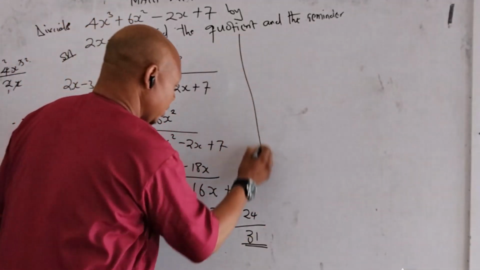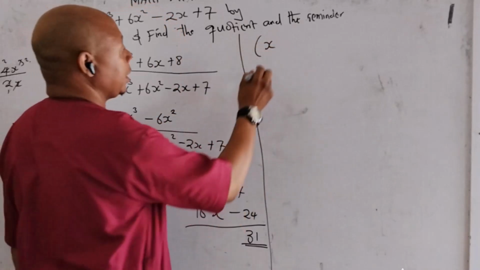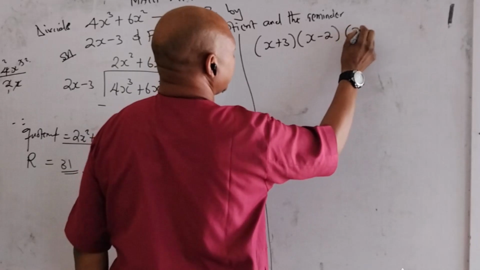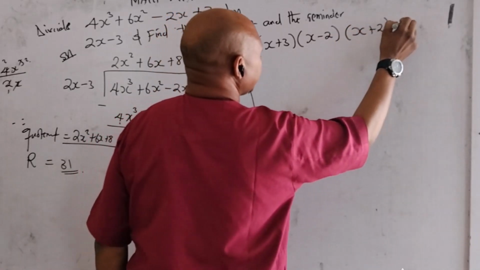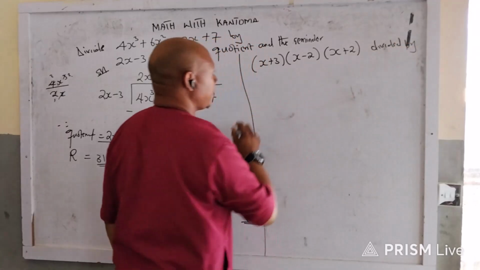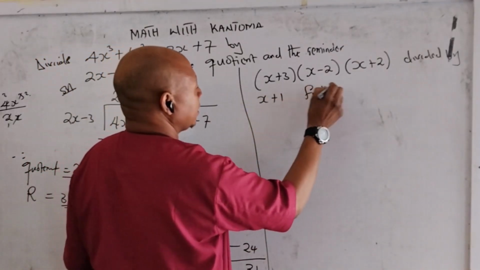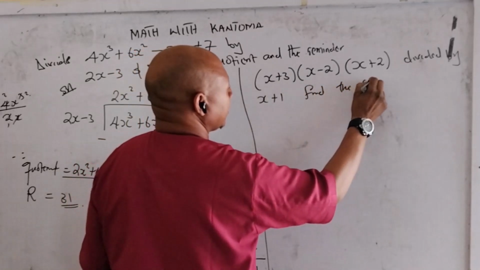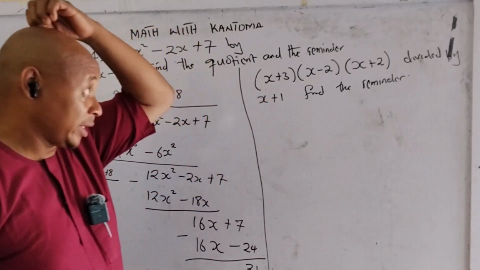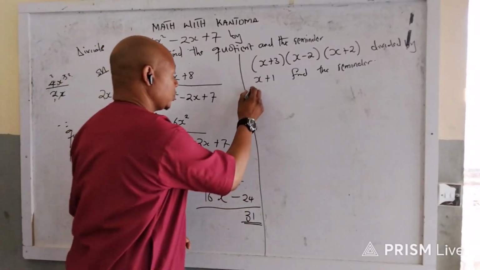Let's see an example. If we are asked to simplify this function, x plus 3, x minus 2, and x plus 2 is divided by x plus 1. Now we should find the remainder. So from this we can find the remainder using the remainder theorem. And now let's see the solution to this.